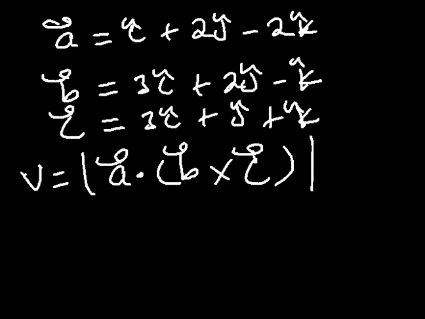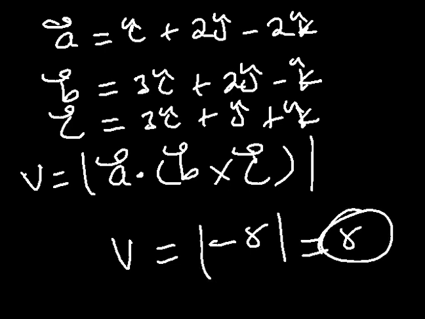Let's say if we have the scalar triple product as negative 8, which means the volume will be given as the absolute value of negative 8. That will be given as 8. This will be the volume. So try to have that one.